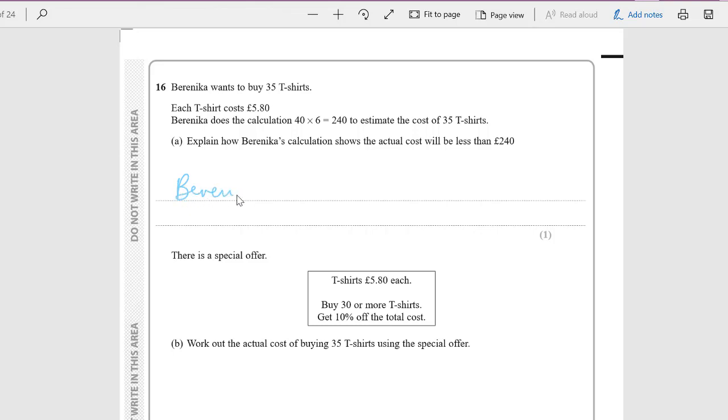So, okay, she has rounded both numbers up, so her answer is an overestimate.